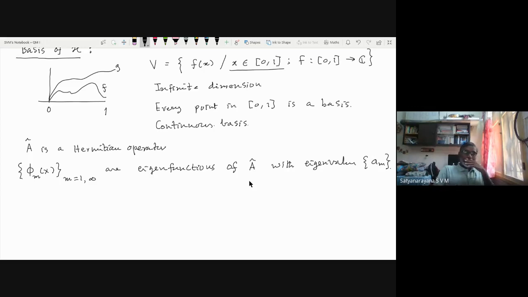These are the eigenfunctions. Now these are also infinite, but they are discrete. I mean, they are infinite but a countable basis. It's not a continuous basis. That is, phi 1 of x, phi 2 of x, etc. is a denumerable basis, an enumerable set.